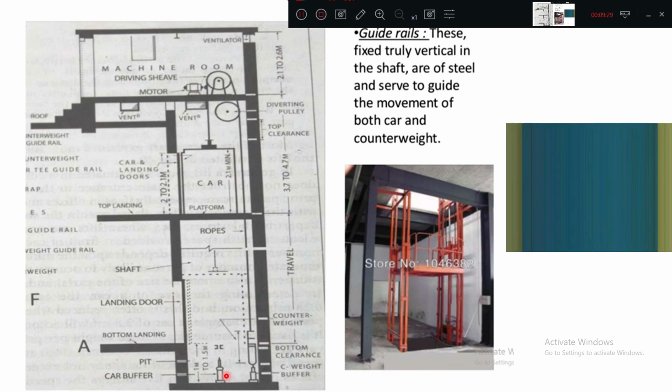So this is called the pit. The bottommost portion is called the pit, and here the buffers are there. So this clearance is called the bottom clearance. Here it is mentioned: this is the bottom clearance, and this is the top clearance. You can see from the top of the car to the machine beam. The machine beam or this pulley is generally the reference for the top clearance.